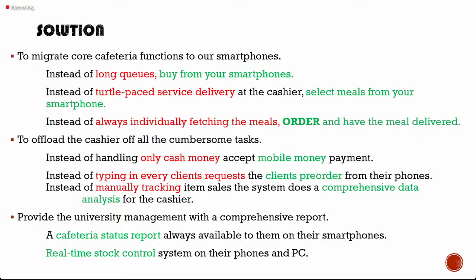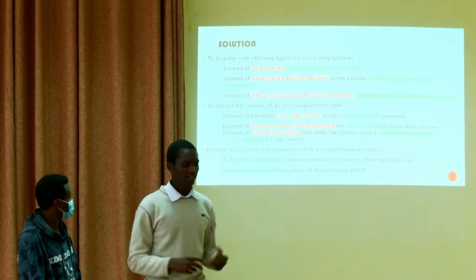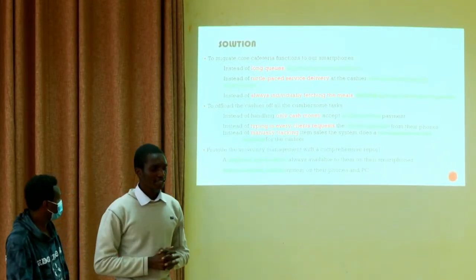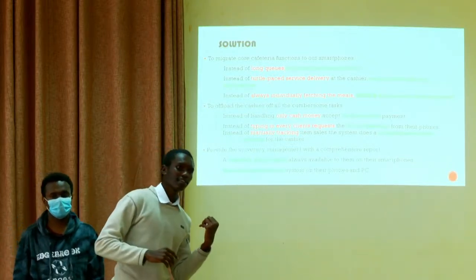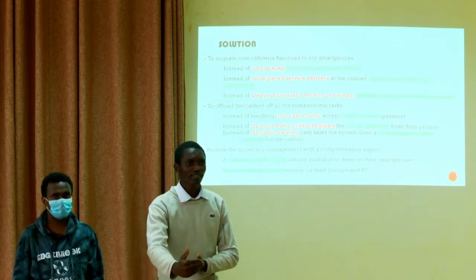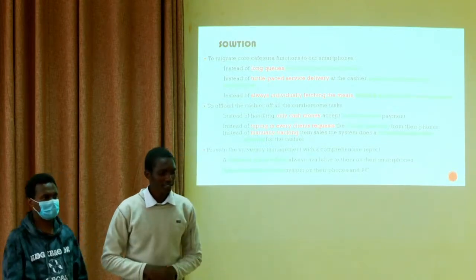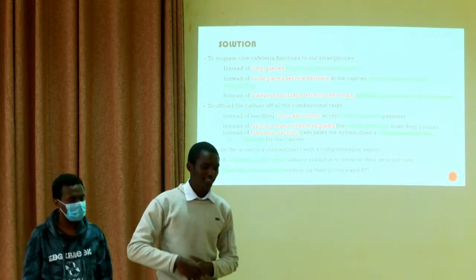Next, to offload the cashier of unnecessary cumbersome tasks. For example, only handling cash money. You can also accept mobile money, mobile payment. Instead of typing in every client's request, like "unachukua nini, ugali, ngapi, cabbage", which students know, the client will just pre-order from their phone. Instead of manually tracking item sales, I know we have all had "zimisha", so that you can stop selling, or you've been sold meat, then you go to the cashier and there is no meat. Instead of all that, we have a comprehensive data analysis for the cashier.